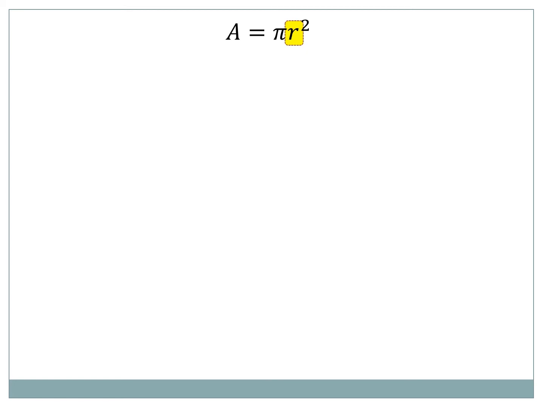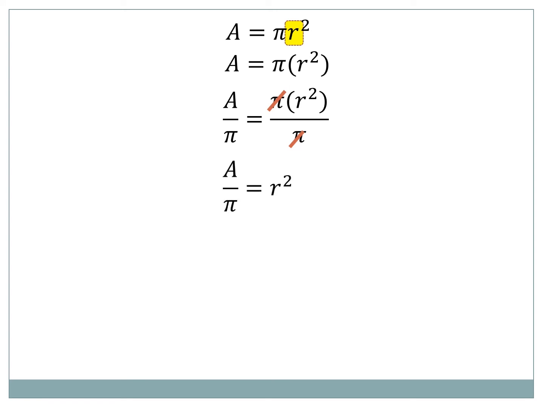In order to deal with the r squared, what we want to do is isolate the r squared completely from the pi. Using brackets is another way of showing multiplication, and it also groups those two terms, the r and the squared, so we can move them around at will. However, since we have pi times r squared, we have to do the opposite function of the times, which is, of course, divide. So we're going to divide both sides by pi, just like we did before with the Ohm's law.